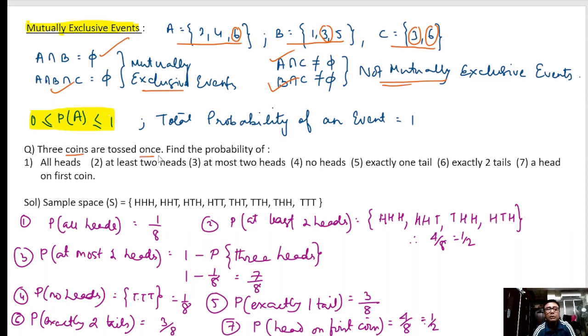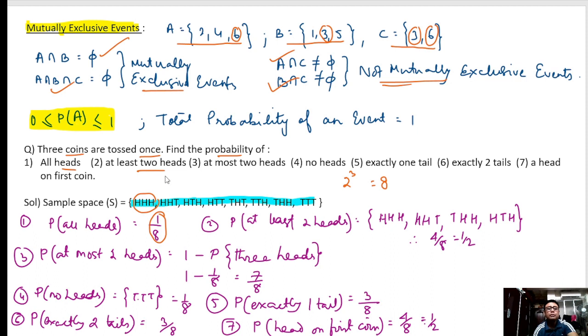3 coins are tossed once. So when you toss 3 coins, what is your sample space? Remember, one coin has 2 options. So if you toss it 3 times, there will be 8 options. So these are your 8 options which can come when you toss 3 coins together. Now they are telling that you need all heads. So all heads is how many times? Only 1 time. So 1 out of 8.